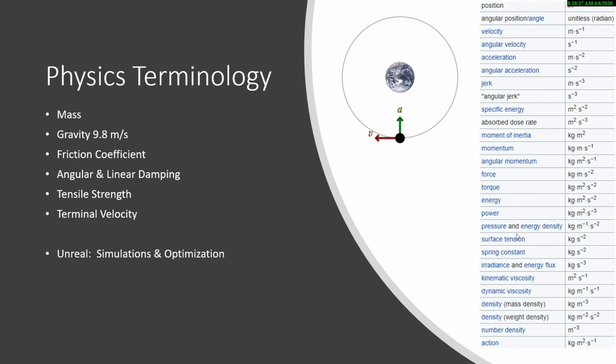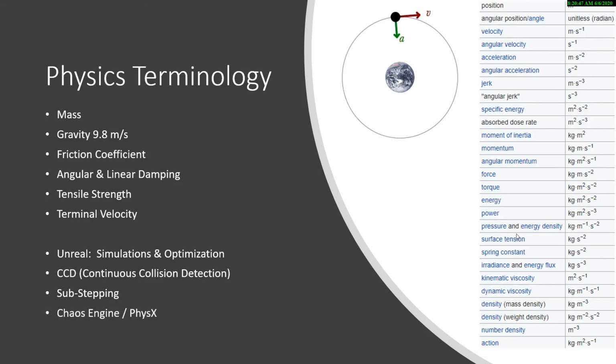We've got simulations and optimization. We've got CCD, which is an algorithm for optimizing collision detection. Substepping for increasing the amount of accuracy our simulations need. And also the different engines that are used inside of Unreal.